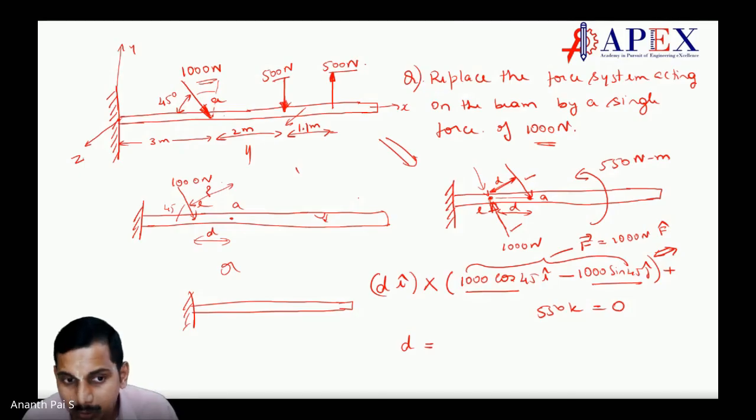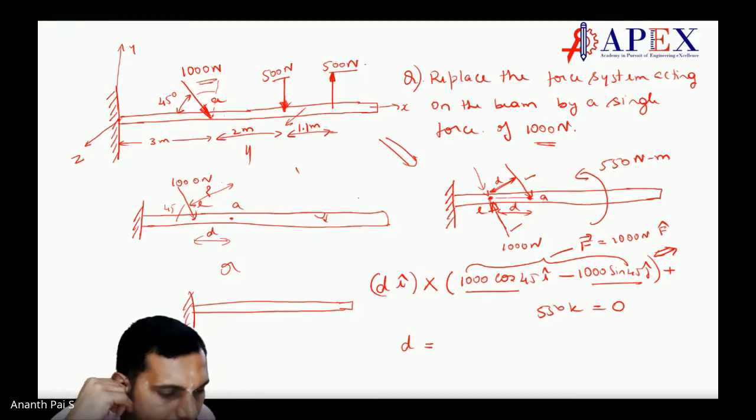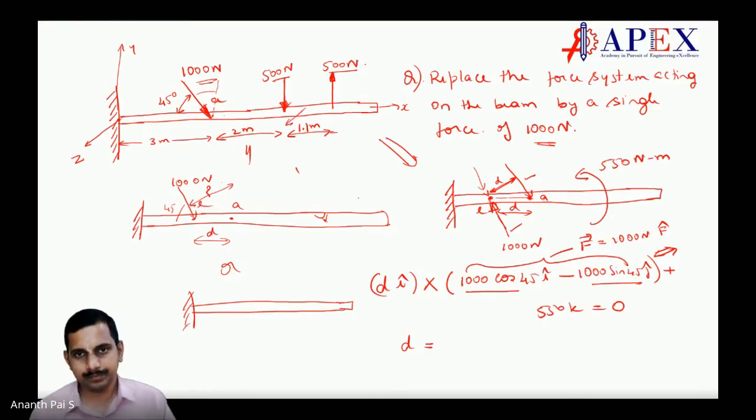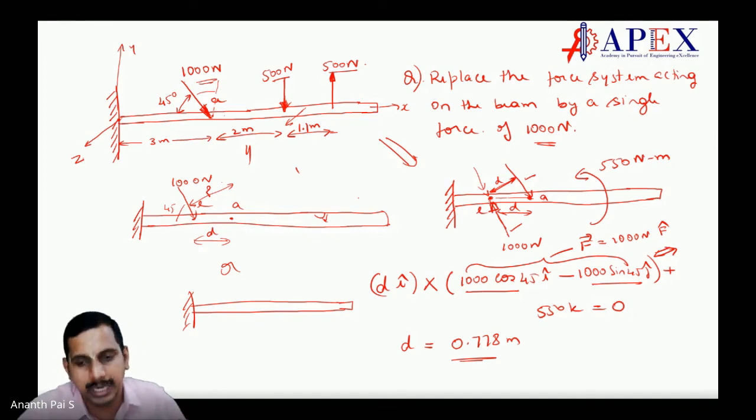Sir, I took D from the fixed point, so I got 2.2 from the fixed point. From which one? Fixed point. You got 2.2 from the fixed point. Yeah. Let us see. You are right, Baba. You are right. This D, what you're getting is actually, according to this, 0.778 meters. So if you got 2.2 from the fixed point, you are right.